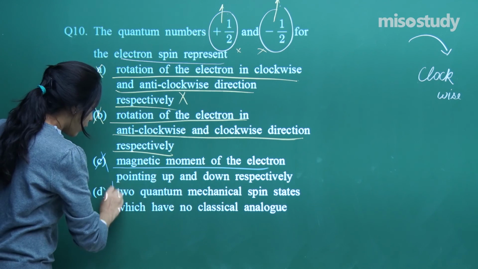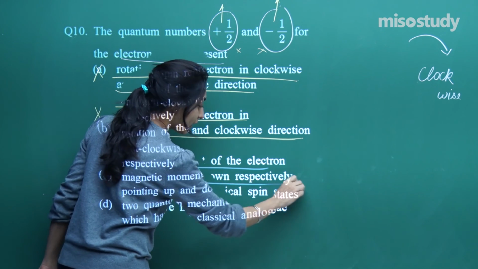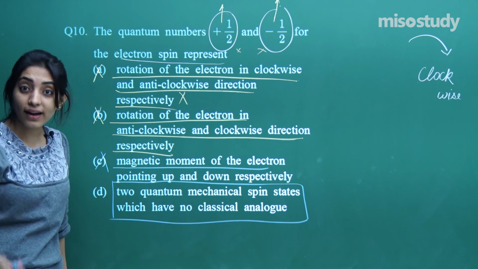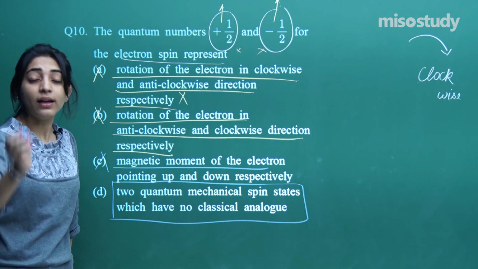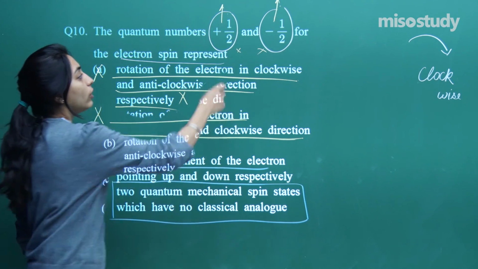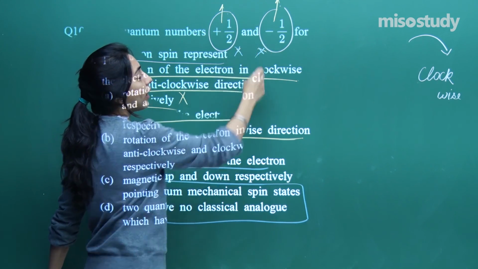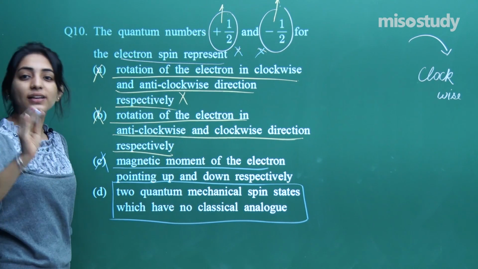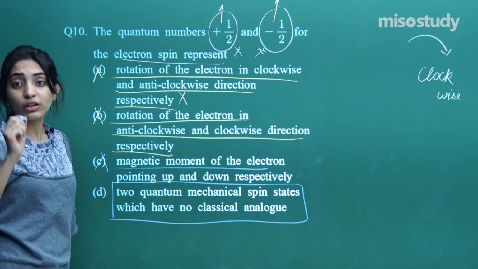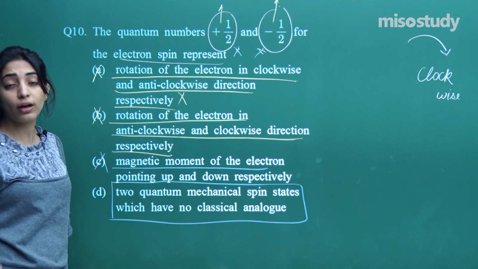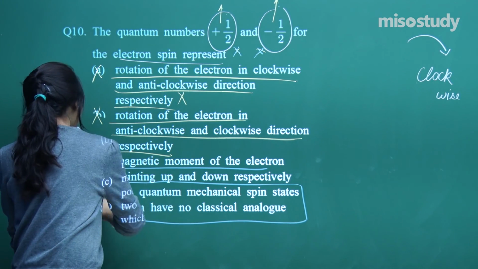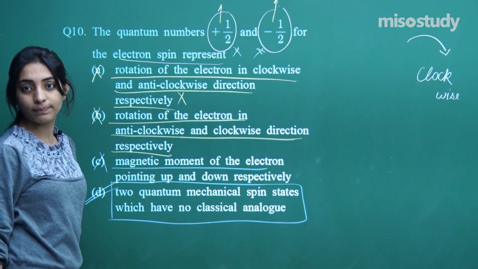The fourth, two quantum mechanical spin states which have no classical analog. That is correct. This is what I am saying. If you do the classical theory according to physics, you will not get the values plus half and minus half. So this plus half and minus half are just two numbers which are given for the representation of spin of electron and thus showing the quantum numbers.